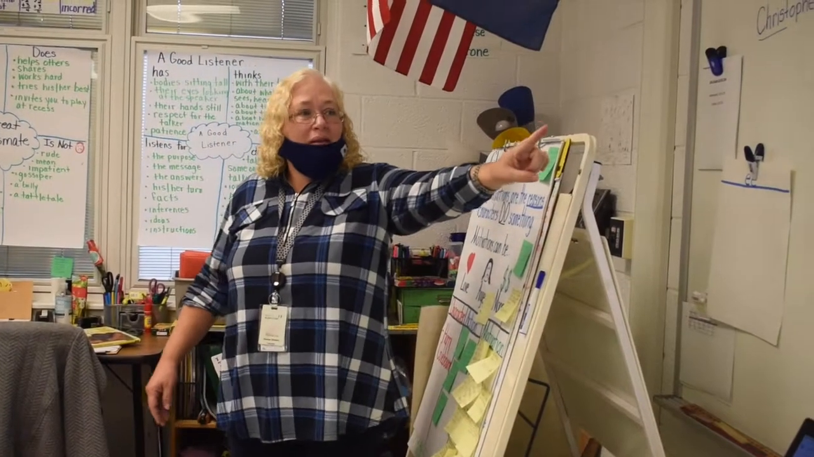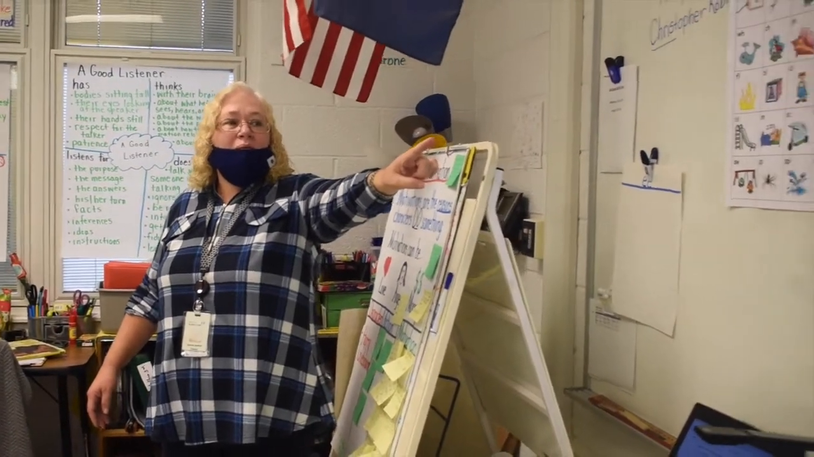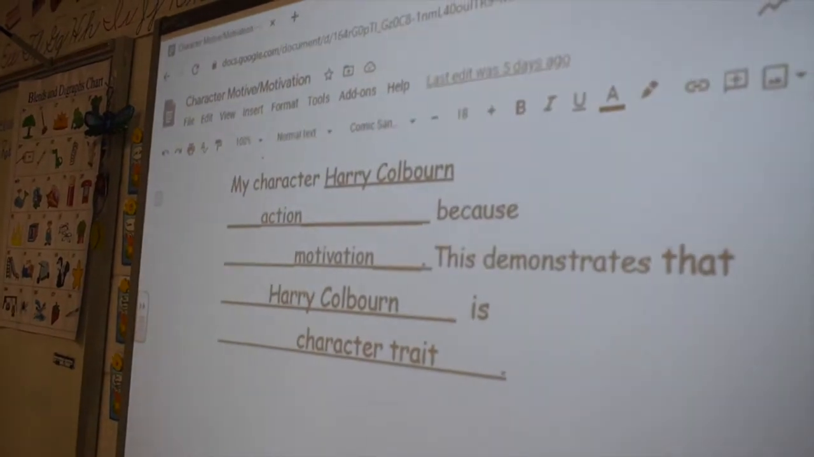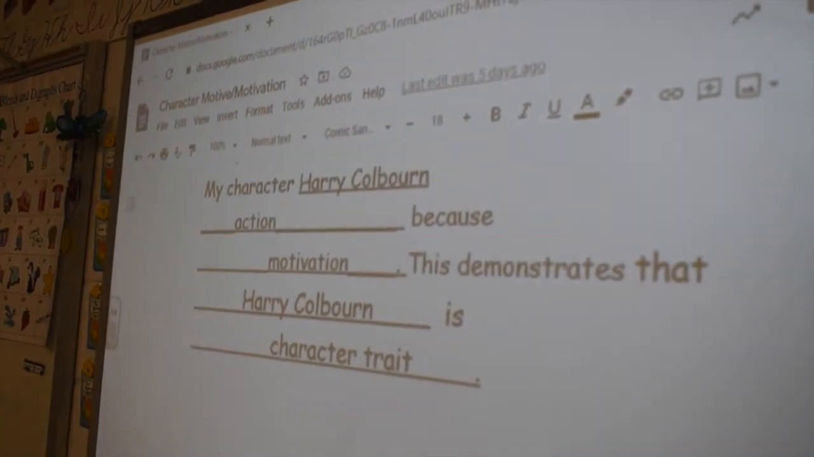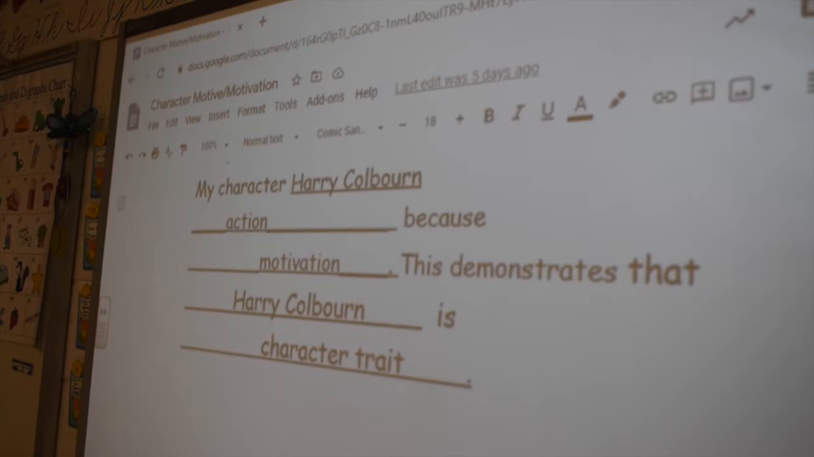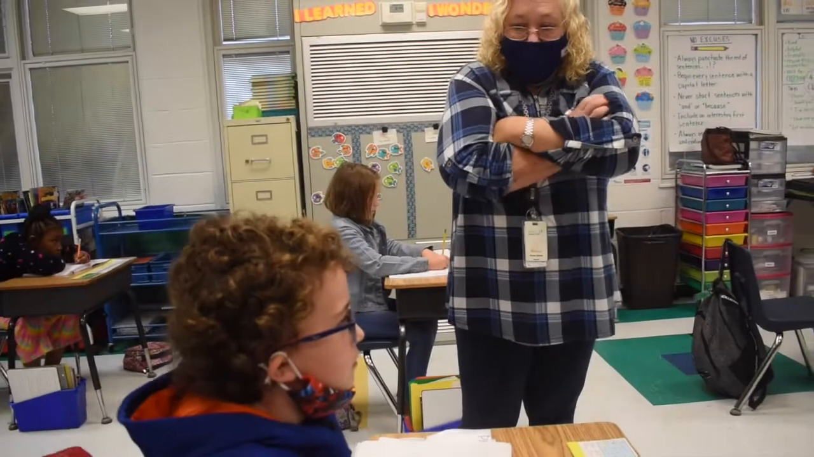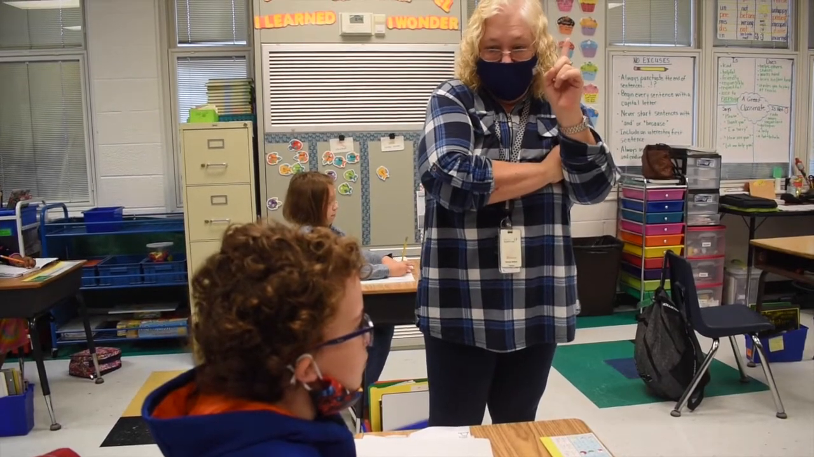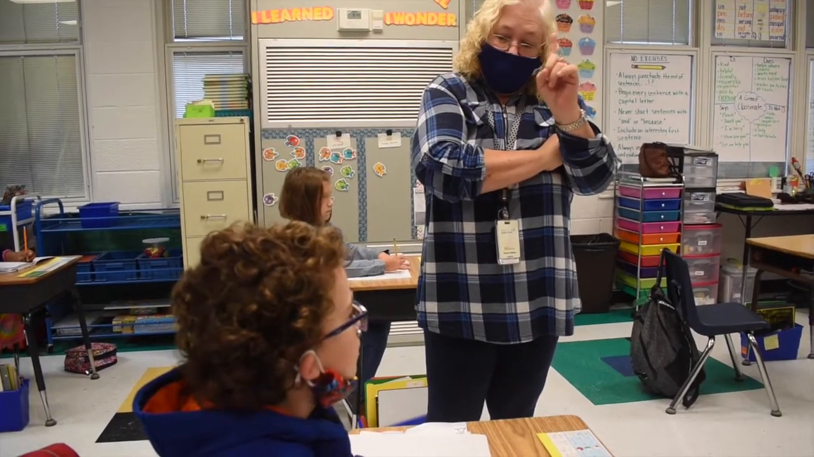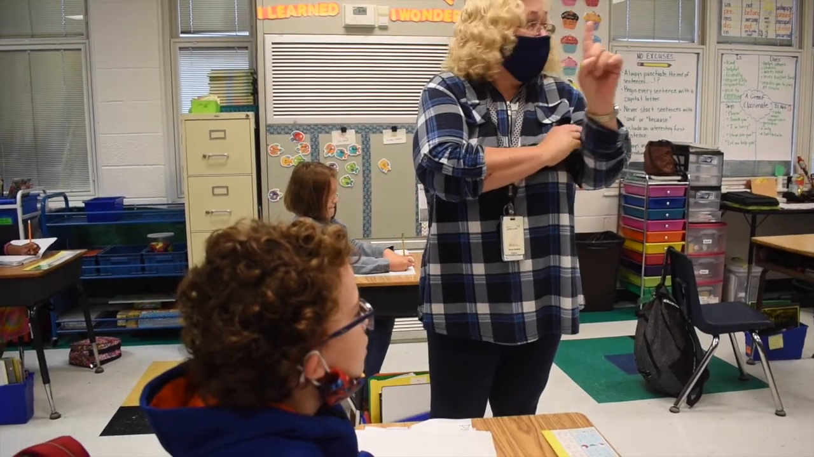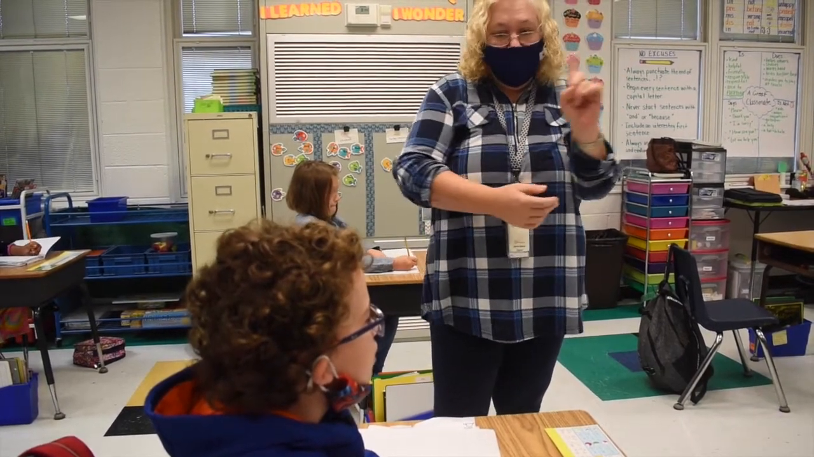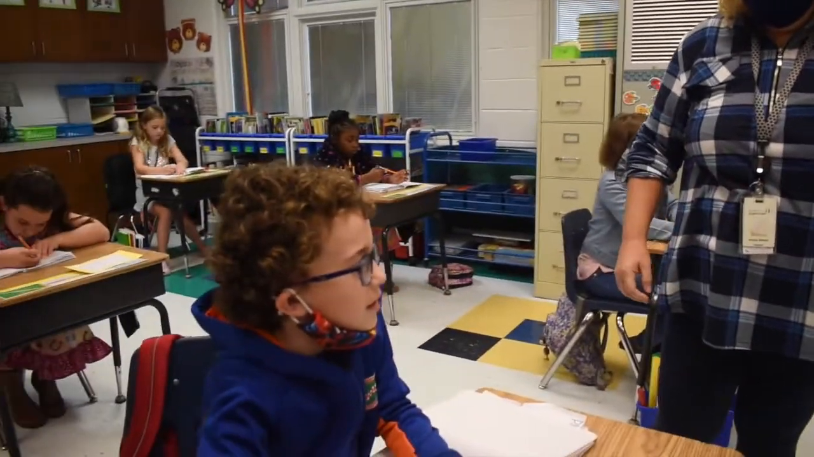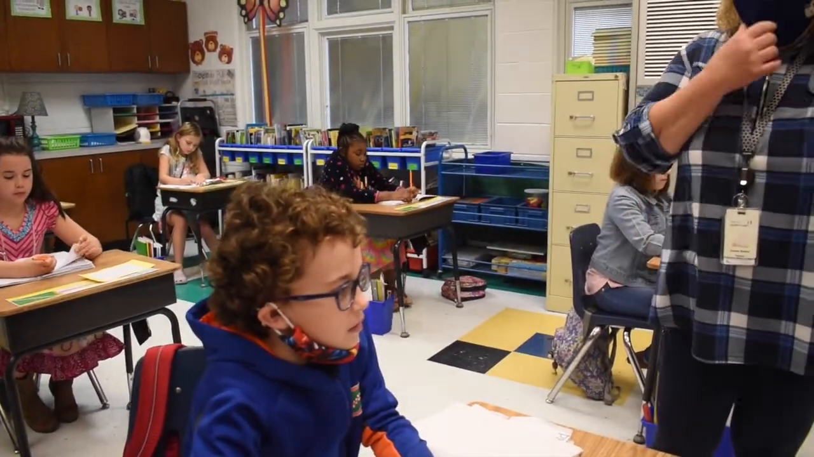We're going to write about his actions, what motivated him, and what character trait we are seeing within the book. So if you would open up your reading journal. What was one of the actions that Harry took? What did he do for Winnie? He bought her, and then what happened? Why did he buy her? What was his motivation to buy her? Because she was with the trapper. And what did he want for Winnie?